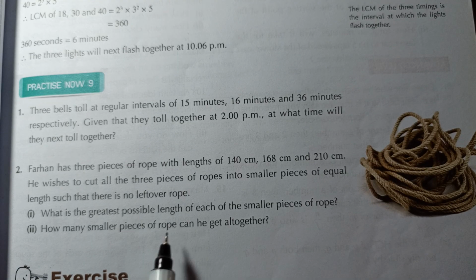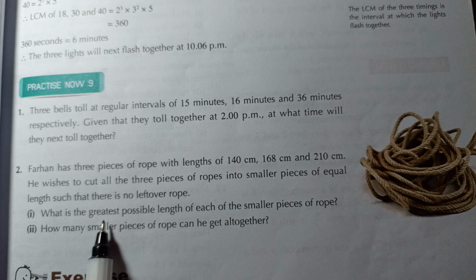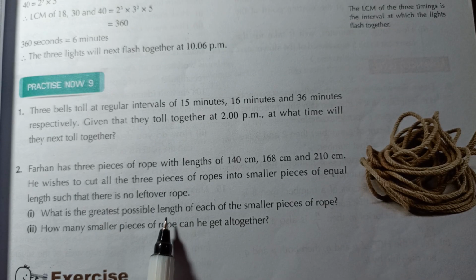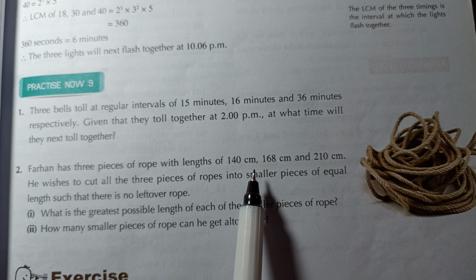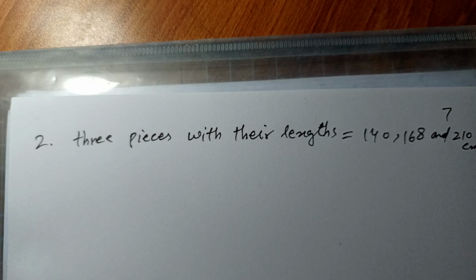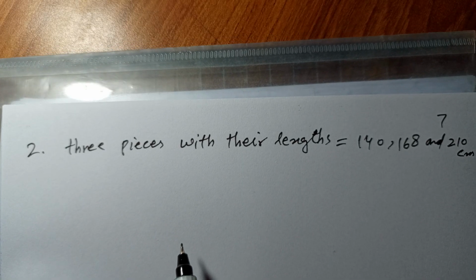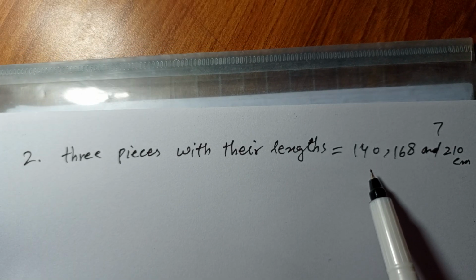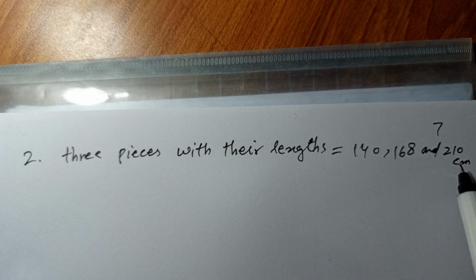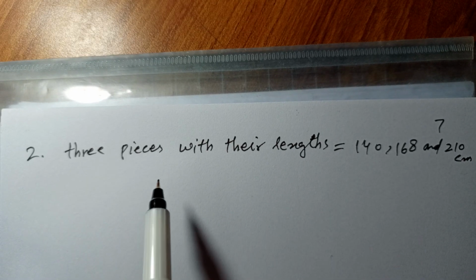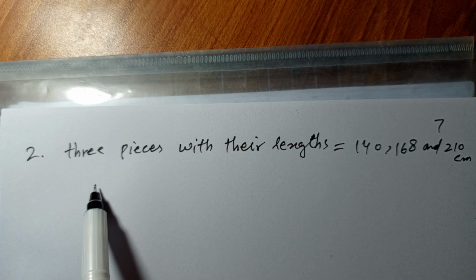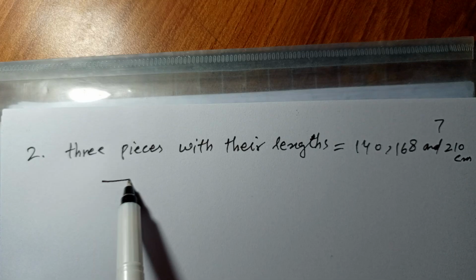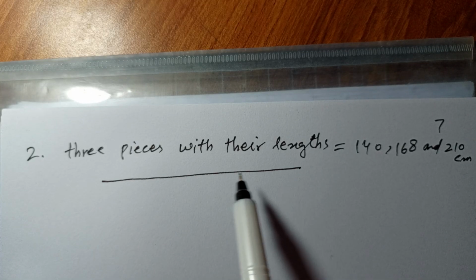Now let us solve this. We know that greatest possible means we have to find the highest common factor. It means that we have to find the HCF here. So I am going to solve it. Dear student, 3 pieces of rope have lengths 140, 168, and 210 centimeter. I am making these 3 pieces with approximate lengths. For example, my first piece is this one.